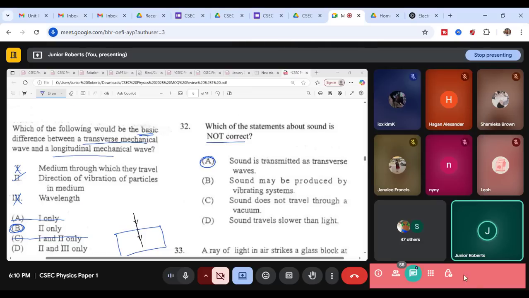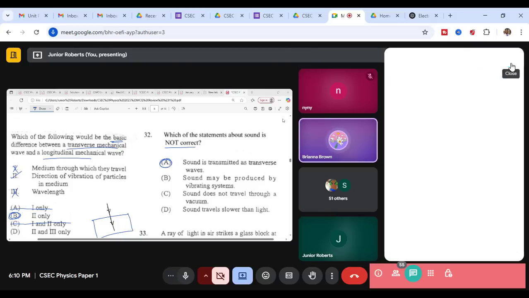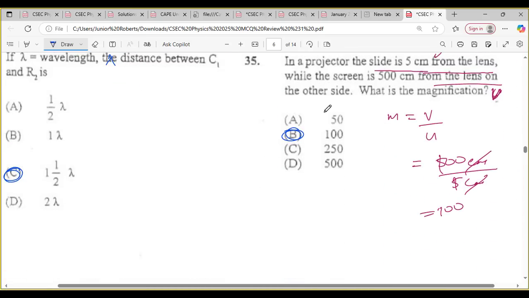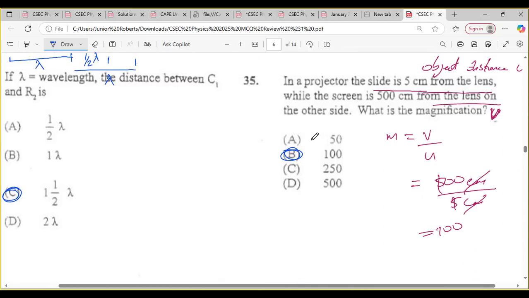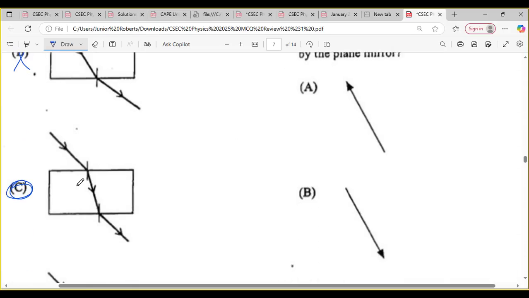Right, I'm seeing a comment. Can you show 35 answer, please? 35, yes. So 35, we have two 35 in fact. This one was B, right? And then this one now we said was C, right?